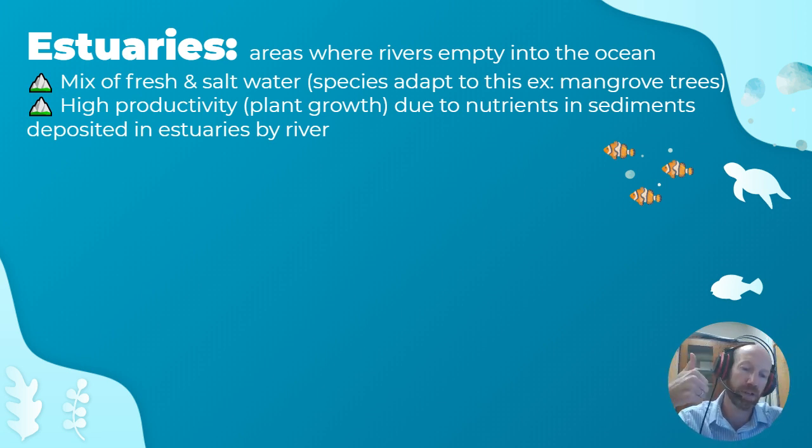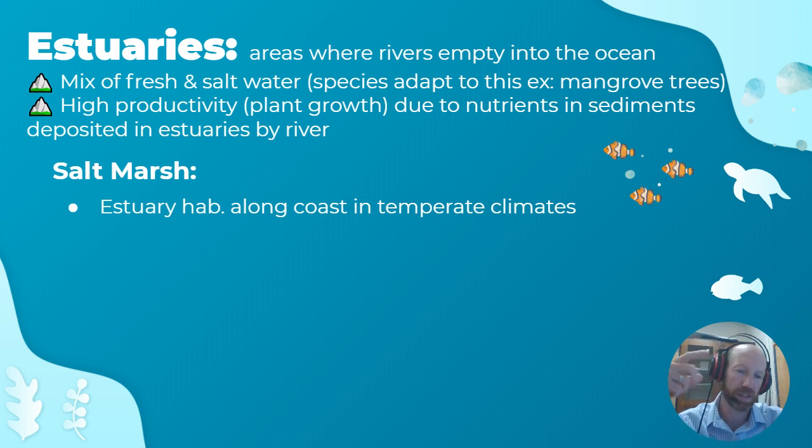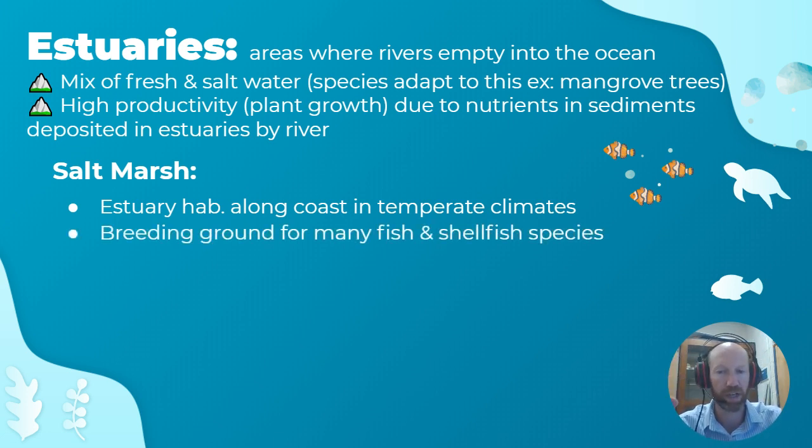It's very high in productivity, a lot of plant growth, because you get a lot of nutrients in the sediment as the river is flowing down and deposits all those nutrients. So a couple examples. You've got a salt marsh, which you could see in our state as you are going to the shore. That's an estuary habitat along the coast in temperate climates like ours. Breeding ground for lots of fish and shellfish.